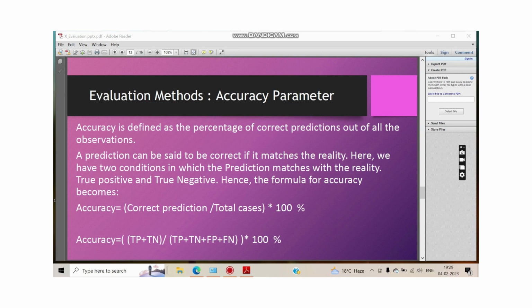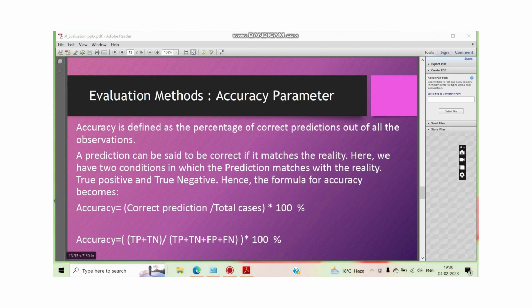As it is written below as well, TP, that is true positive, plus TN, that is true negative, the whole divided by the total number of cases, that is TP plus TN plus FP plus FN, and the whole multiplied by 100, and hence the answer will come in percentage.